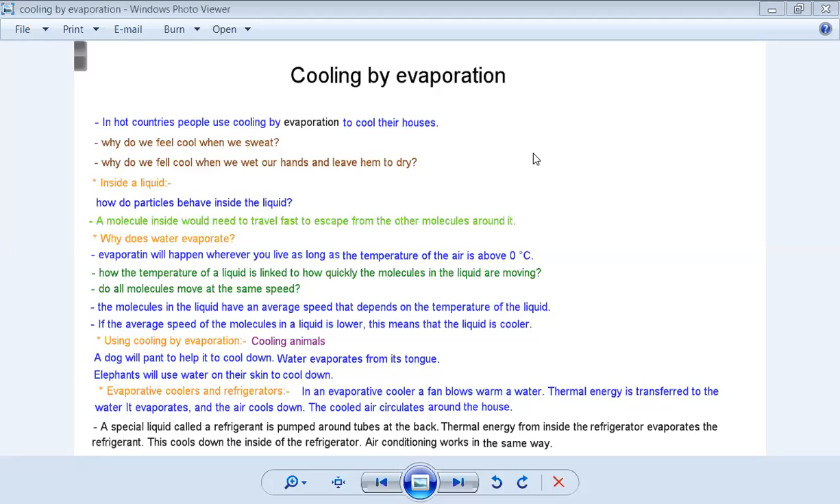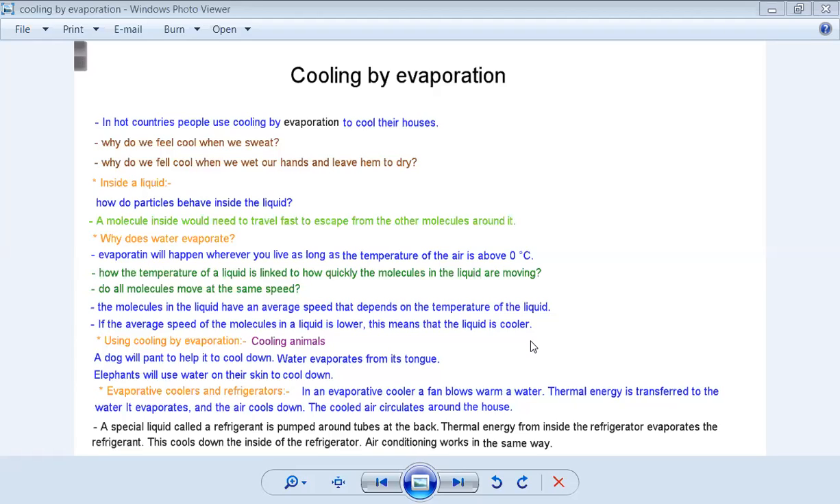Yes. All of you? Yes. So that's how the average speed can decrease. So do all molecules move at the same speed? We discovered that they don't. Each one of them has energy and a different speed. They have different average speeds. Some of them are moving slow, some fast, and some at a medium speed. The molecules in the liquid have an average speed that depends on the temperature of the liquid.